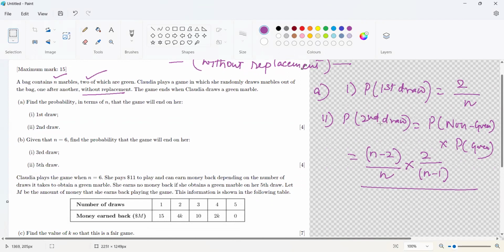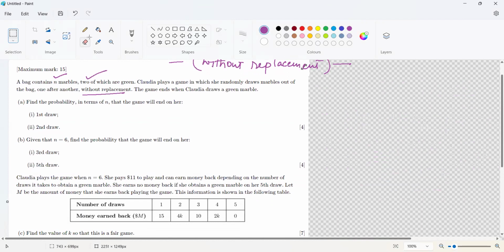Is it clear? Yeah. All right. Let's come to the next part. Now we have the value of n given. We have been given how many marbles were there in the bag. So it was 6 marbles. Find the probability that the game will end on her third draw and fifth draw. So it means that she is able to pick the green marble in the third draw.